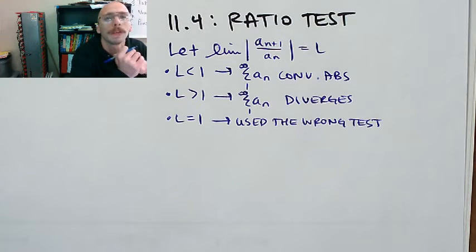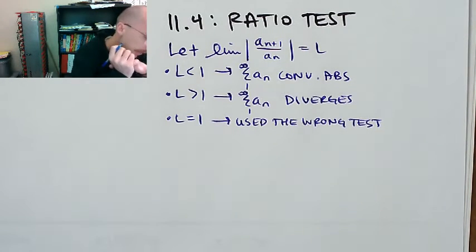But if L equals 1, it's probably the case that you tried to use the ratio test on a p-series, or something that you should have used the limit comparison test on against a p-series, and that's going to be, you used the wrong test, okay?